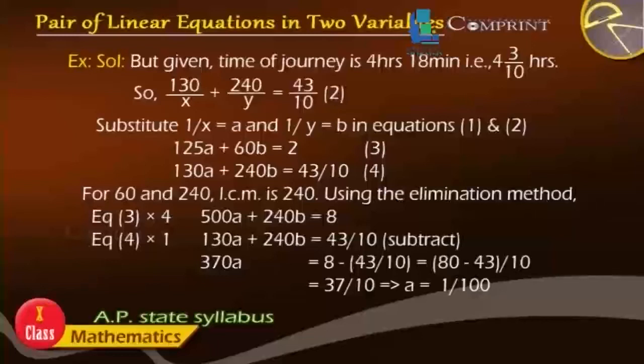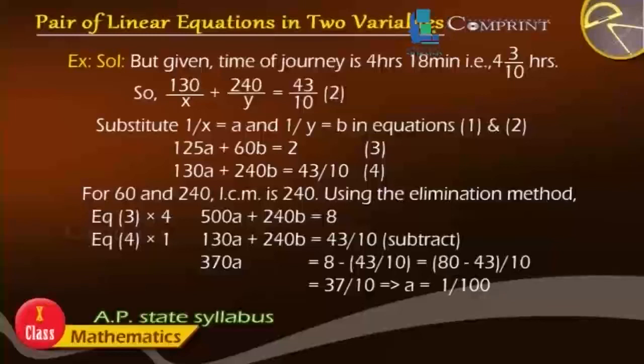Second equation. Substitute 1 by x is equal to a and 1 by y is equal to b in equations 1 and 2. 125a plus 60b is equal to 2, equation 3. 130a plus 240b is equal to 43 by 10, equation 4. For 60 and 240, LCM is 240.